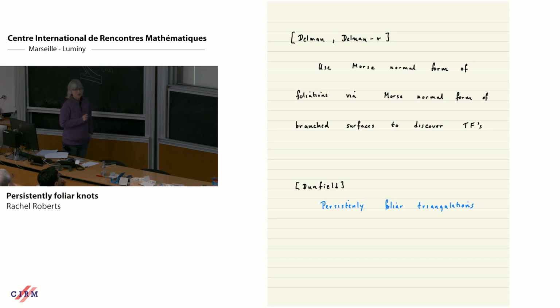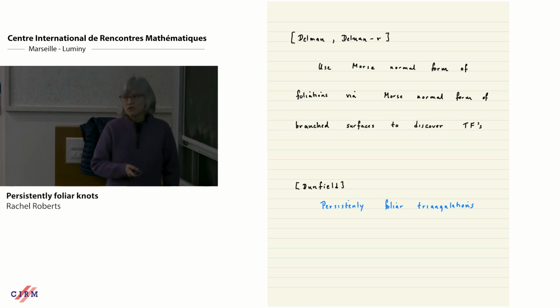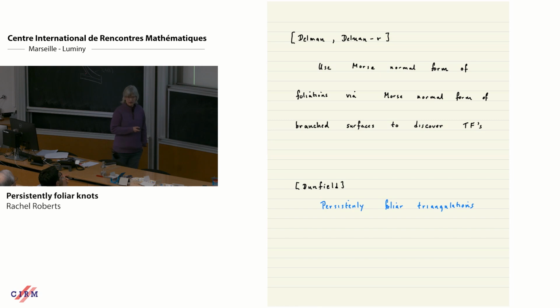Here is a questionable slide that I just added in because I haven't talked very much about other constructions. But Charles has some really nice work where he uses most normal form to find foliation. So if you're looking at a particular example and you want something that's going to capture the geometry of what's going on, one game you can play is to use most normal form and think about what that means in terms of branch surfaces and play most normal form games. And Nathan Dunfield has this really nice construction using persistently foliar triangulations.